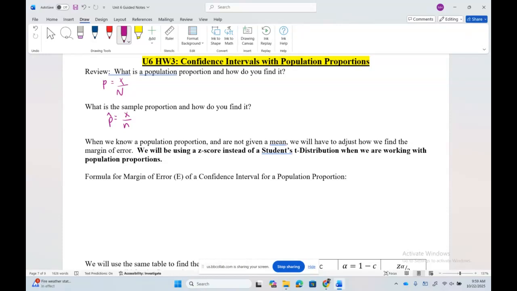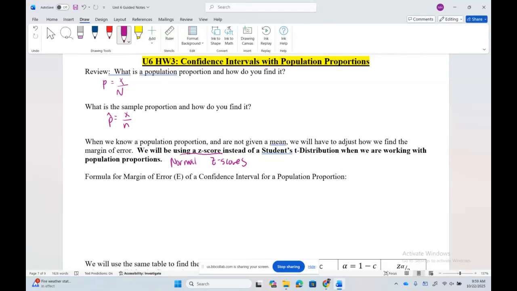When we're working with the population proportion, we're not given a mean, but we'll have to adjust how we find that margin of error a little bit. We will be using a z-score instead of a student's t-distribution. So we're back to our normal z-scores for this information. Okay.